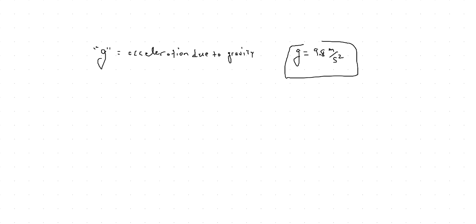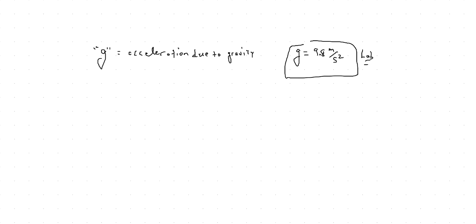g is the acceleration due to gravity. It's not gravity, it's the acceleration due to gravity. Okay, and on Earth and in lab, the number that we're going to want to get is this: g is 9.8 meters per second squared. And we're going to review this number, okay? And this is the number we're always going to use in lab, okay?